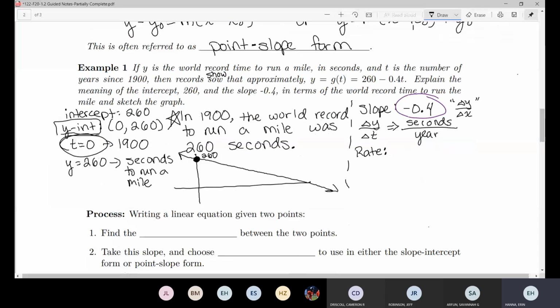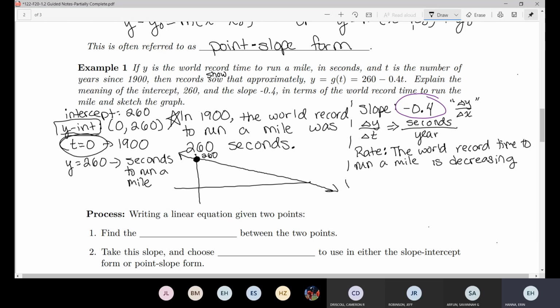So if I wanted to say it that way, how that's going to go is you're essentially just going to take the context of the y value. So here the context of the y value is the world record time to run the mile. So you'd start your sentence off by essentially reminding people what the y value context is. So the world record time to run a mile. And then you're going to say whether it's increasing or decreasing, and that's going to depend on the sign of your slope. Here we have a negative slope, so we're going to say decreasing. So the world record time to run a mile is decreasing.